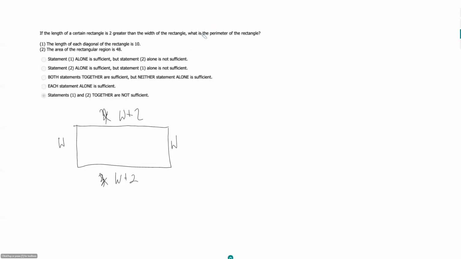So what is the perimeter of our rectangle? So we are looking for 4W plus 4, which really just means what is W?